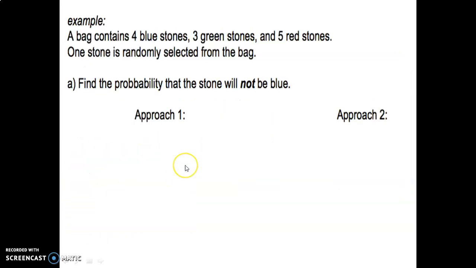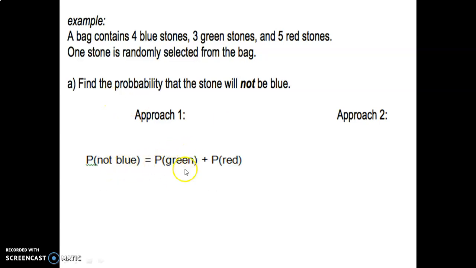Okay, complementary events are useful in examples such as this. We have a bag with 4 blue stones, 3 green, 5 red. One is randomly selected. What's the probability a stone will not be blue? Let's see if you can answer that first. And now let's look at 2 approaches to solve that. First approach is we say probability of not blue.